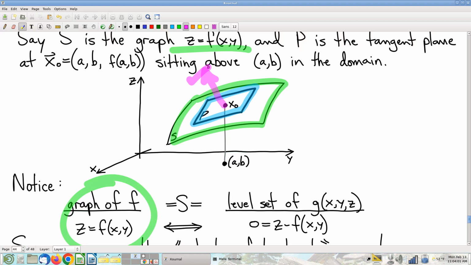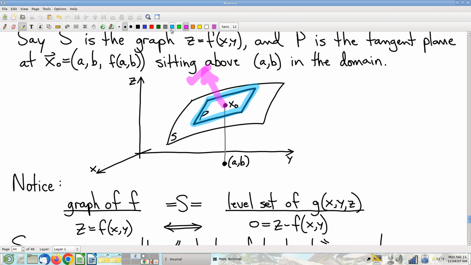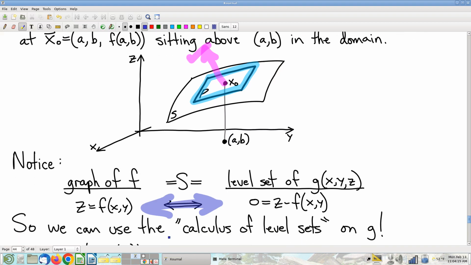But I do have a theorem that says that every graph can be reconceived as a level set. You can pull this little fast one right here: just take the f and move it to the other side of the equation. Now I'm literally looking at a level set. You can see right there, it's set equal to a constant. So I have a level set of this new function G, same surface, same question. I'm interested in the tangent plane to that surface. I want to find a normal vector to that surface.